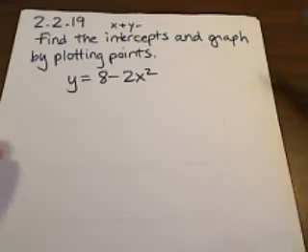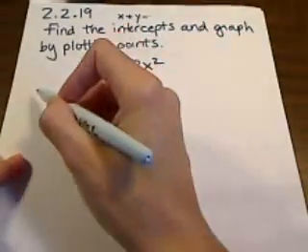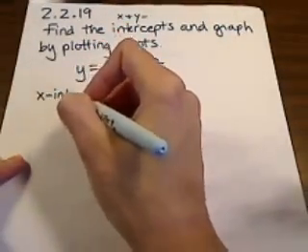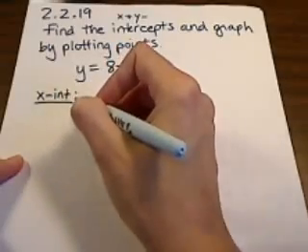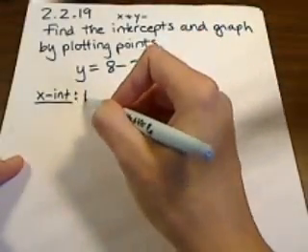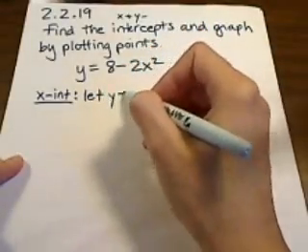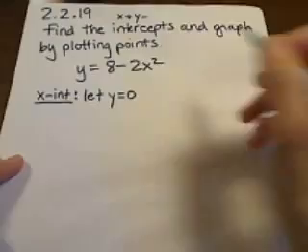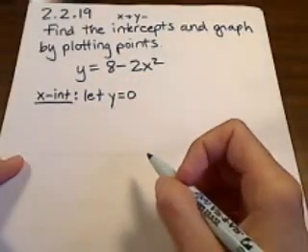Okay, so whenever you go to find x-intercepts, the x-intercepts on the graph are always going to occur when y is equal to 0. And so what we're going to do here is let y equal 0 in this equation, and then solve for x.